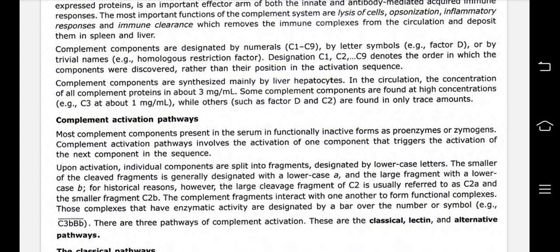Complement components are synthesized mainly by liver hepatocytes. In the circulation, the concentration of all complement proteins is about 3 mg per ml. Some complement components are found at high concentrations, while others, such as factor D and C2, are found only in very trace amounts.